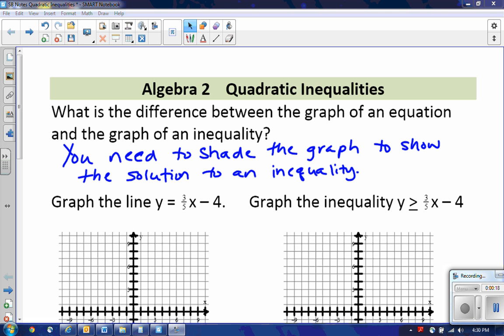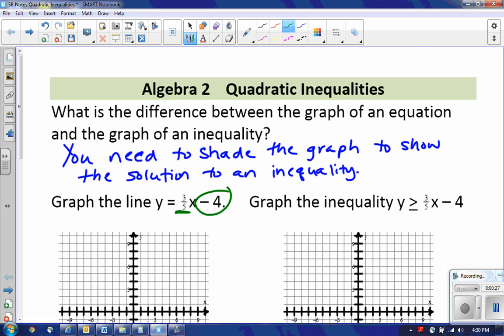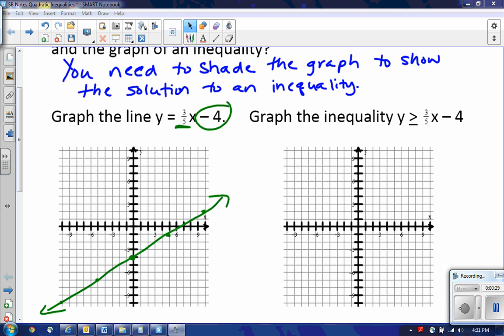First example says to graph the line y equals 3/5 x minus 4. We will use the y-intercept of -4 and the slope of 3/5. This shows the graph of the line y equals 3/5 x minus 4.